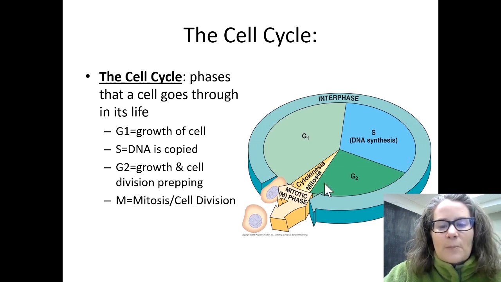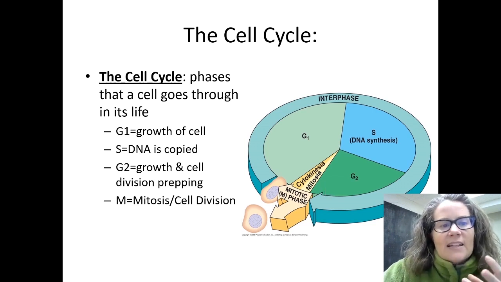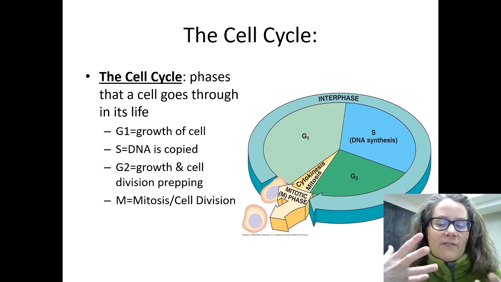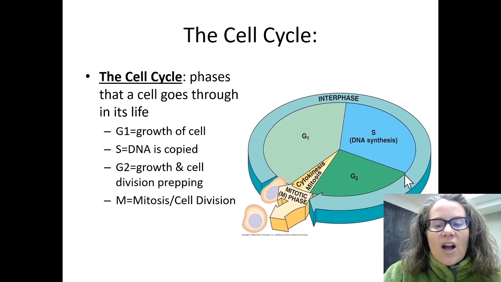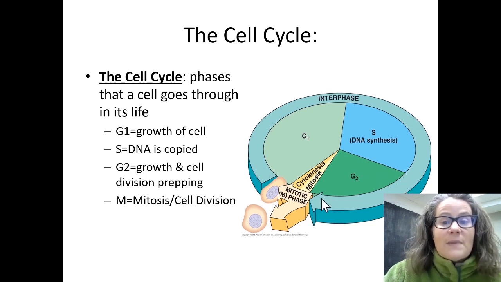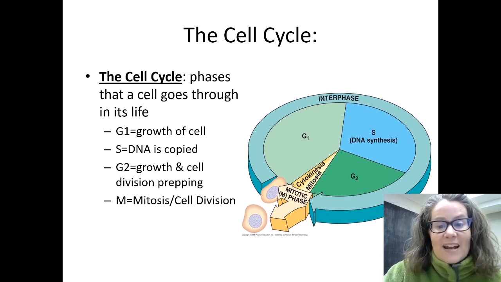G2 is all about prepping for cell division. So you will divide your centrioles. If you're an animal cell, you will get ready to divide the cell, so make sure you have enough mitochondria. You've also just copied all these chromosomes, and so you might want to check to make sure that you haven't made mistakes, and so you'll proofread your chromosomes and make sure that they are ready to go.